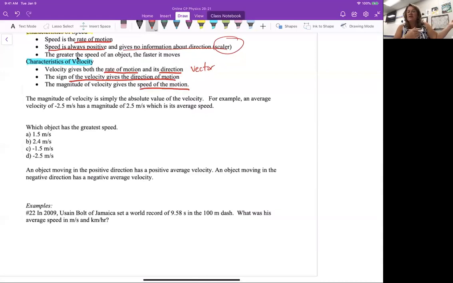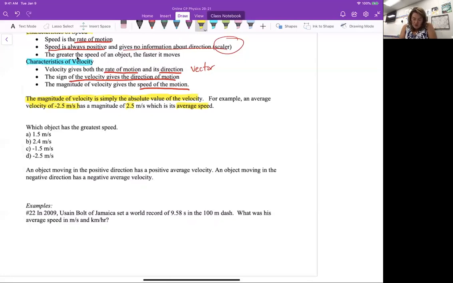So if I'm traveling to the left at negative 5 miles per hour, the speed is 5. You just take the absolute value and you have the speed, so don't get stressed about that. The magnitude of velocity is simply the absolute value of the velocity. When we talk about the magnitude of the velocity, just drop the direction. I don't care about north, south, east, west, positive, negative. For example, if the velocity is negative 2.5 meters per second, it has a magnitude of 2.5 meters per second, and that is also its speed, or its instantaneous speed. I said average there, but anyway.